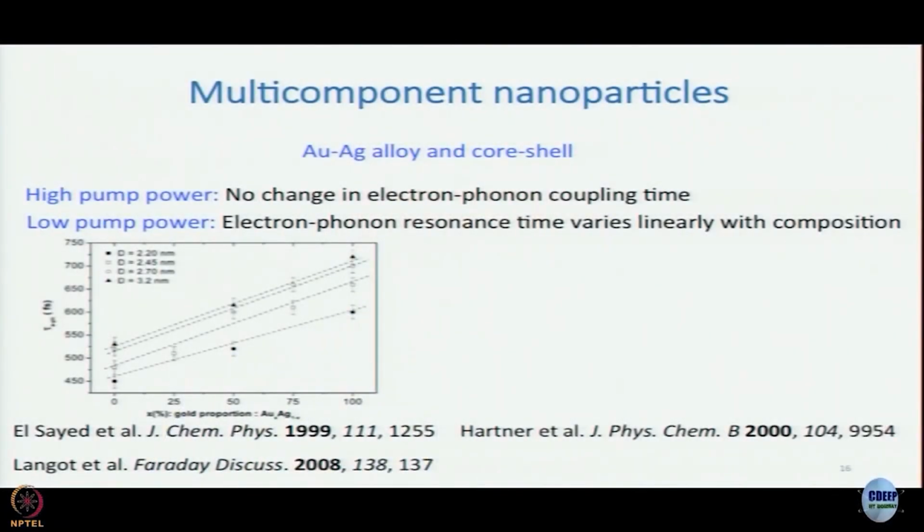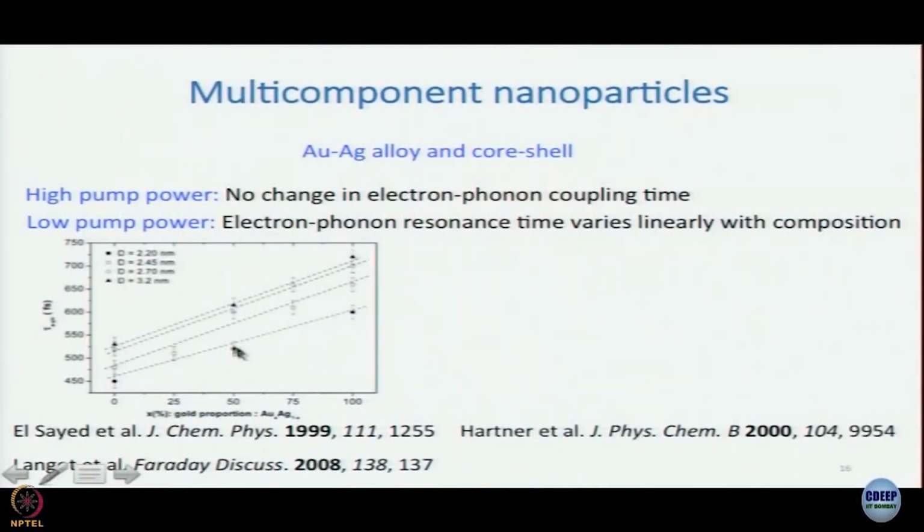But then more recently in 2008, there is this Faraday discussion paper by Langert et al., where they have shown that these time constants are really linear. They have a linear dependence on the pump power absorbed. The problem is after a certain range it becomes flat, so it does not matter. But here you have different sized nanoparticles, and for them there is a linear dependence.